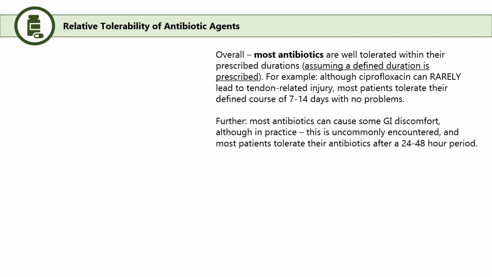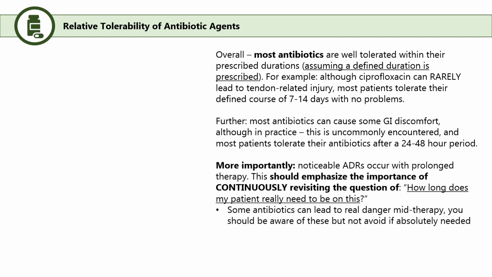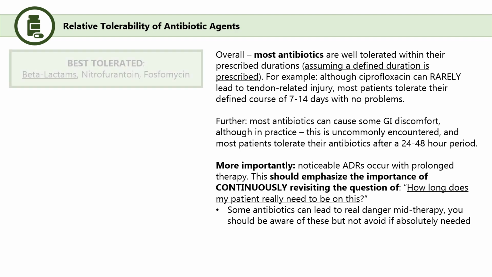Further, many antibiotics can lead to some form of GI disturbance, presumably because of interference with the bacteria in our gastrointestinal microbiota. In general, our beta-lactam antibiotics and our P-only cystitis agents are the best tolerated antibiotics we have. Preserving them as options at all times is in our best interest.